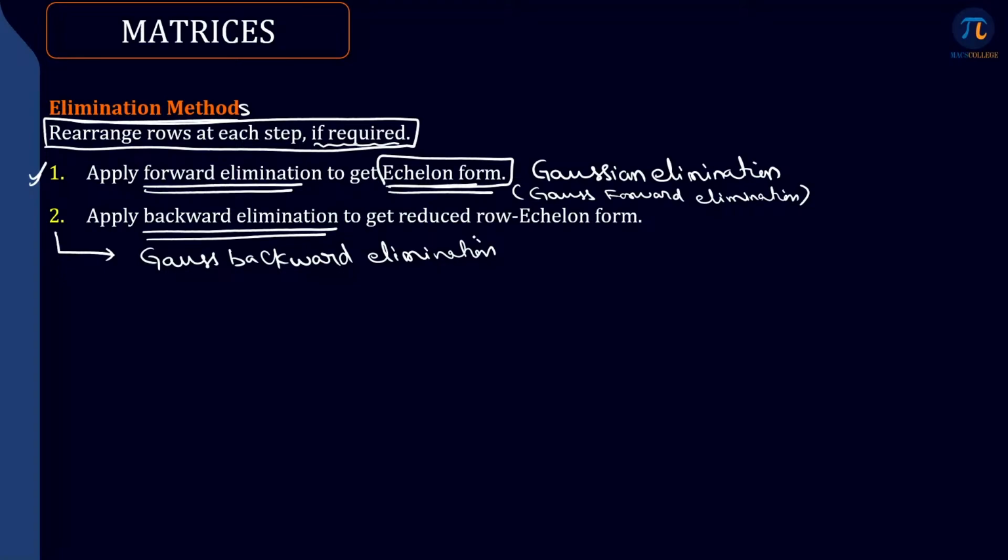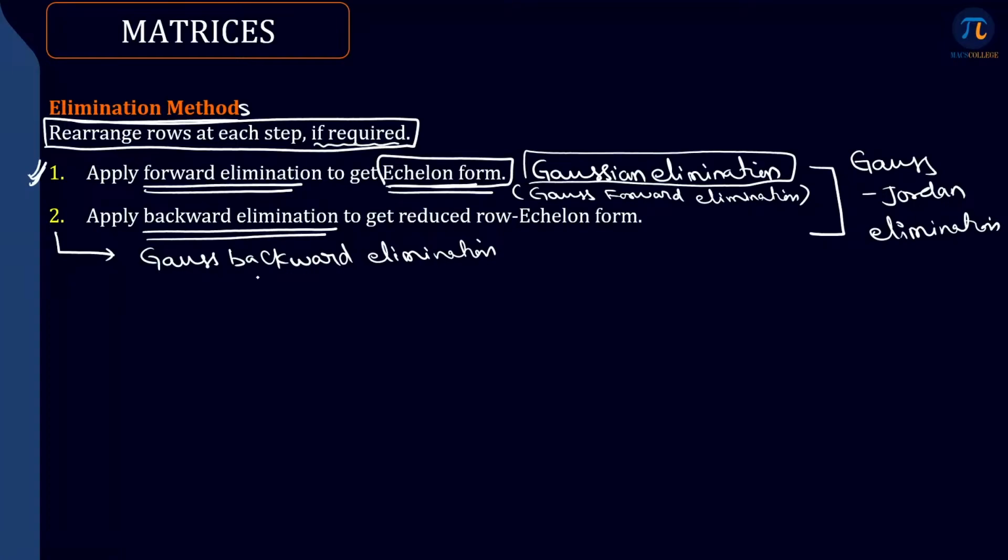And there is one more method which I told you, Gauss-Jordan elimination. If you combine these two methods, that is what we call the Gauss-Jordan elimination method. Only forward elimination is called Gauss forward elimination or Gaussian elimination. Only backward is called Gauss backward elimination, but forward plus backward is what is called the Gauss-Jordan elimination method.